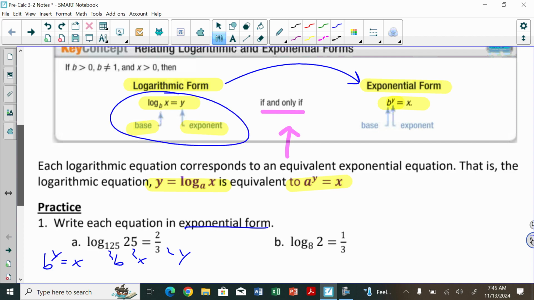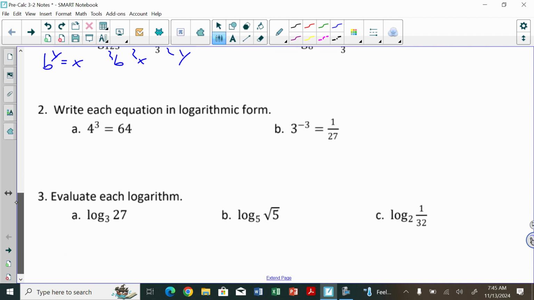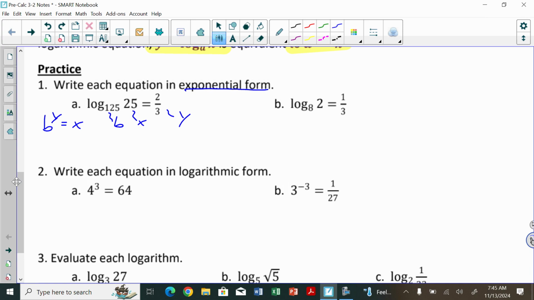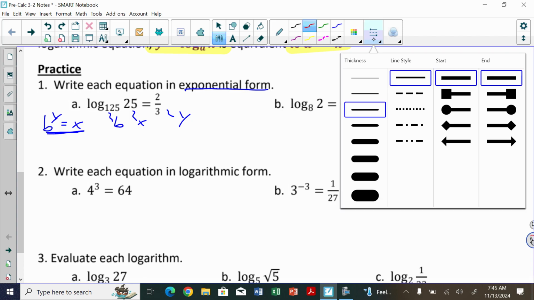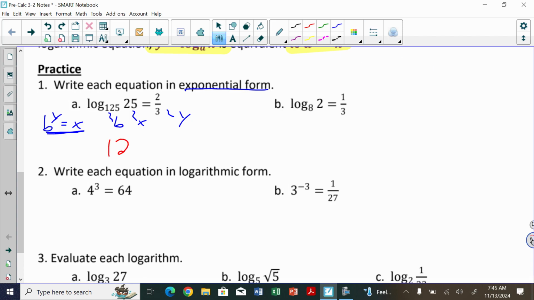I want to move it to the other side. I've got my values there. Now I just rewrite it in this form, b to the y equals x. So it would actually be 125 to the 2/3 power equals 25.